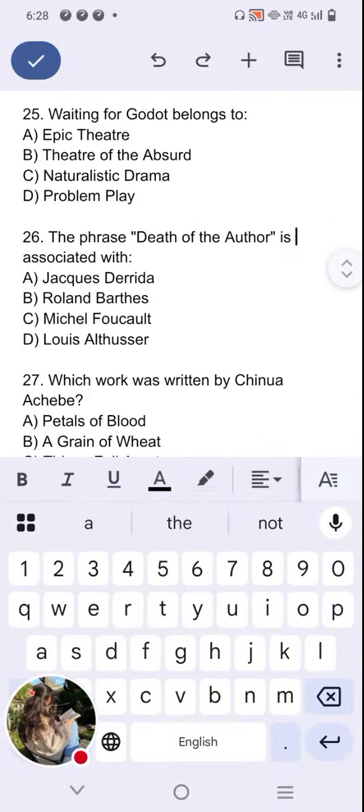Next question. Waiting for Godot belongs to option A, epic theatre, option B, theatre of the absurd, option C, naturalistic drama, option D, problem play. Which do you think Waiting for Godot belongs to? It's a drama where the two characters, Vladimir and Estragon, are waiting for Godot, about whom they have no idea. They have never seen or talked to this person. They are simply waiting for him from the beginning till the end of the play. That's exactly what Waiting for Godot is about. So altogether, it talks about the idea of existentialism, which is the key concept of theatre of the absurd.